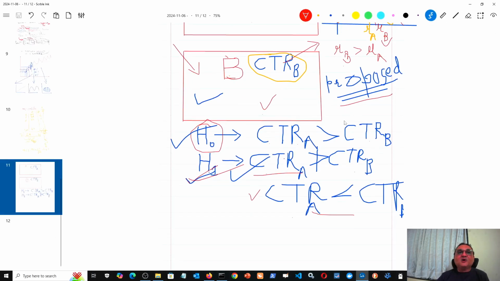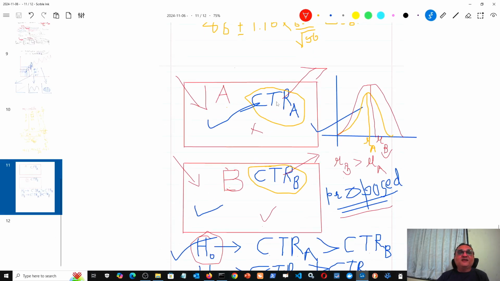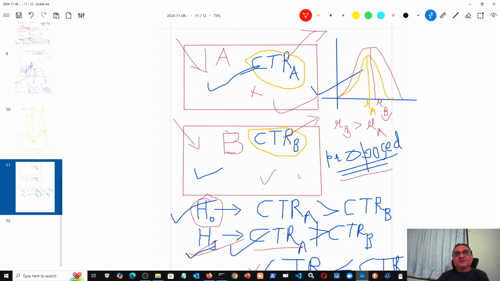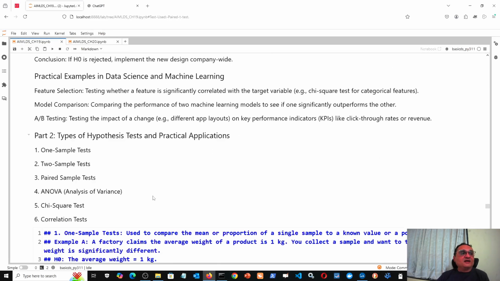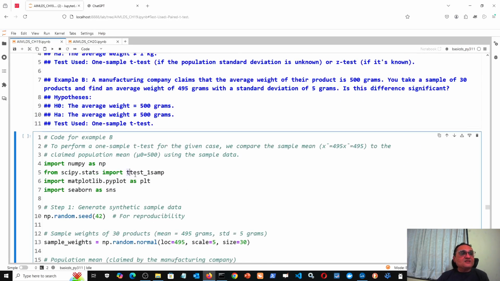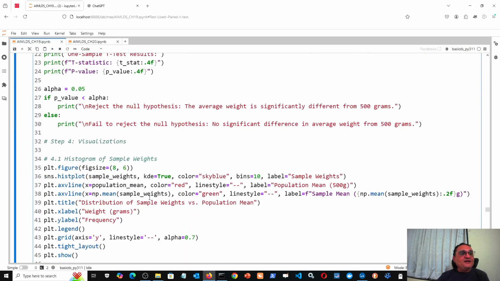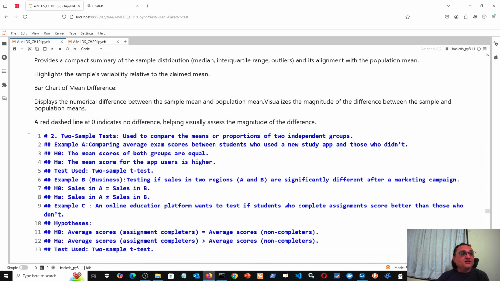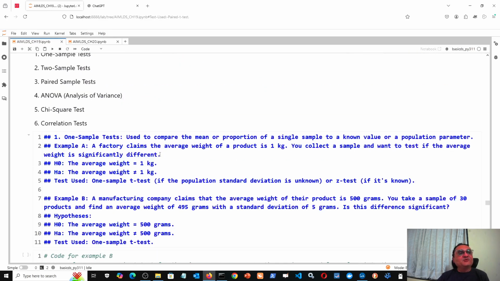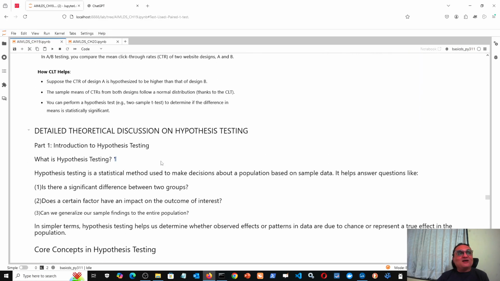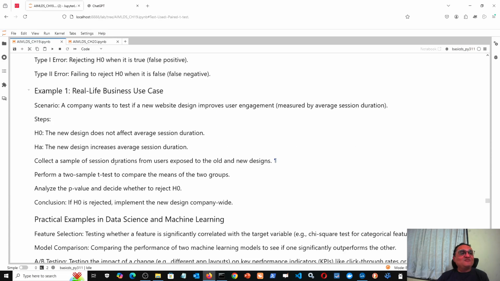Now the question is, how to decide which hypothesis is correct? Do I have to take 50 samples each time? Do I have to plot the graph for each design, this design and this design, and then visually check which mean is higher? No. Python has ready-made functions for t-tests. For example, here somewhere there is t-test one sample, that is the one sample t-test. Okay, and similarly later on there would be another function, t-test independent, that is for the two sample t-test. Okay, so you can directly import that as a library or part of a library, and your code will do the analysis and give you the result directly.